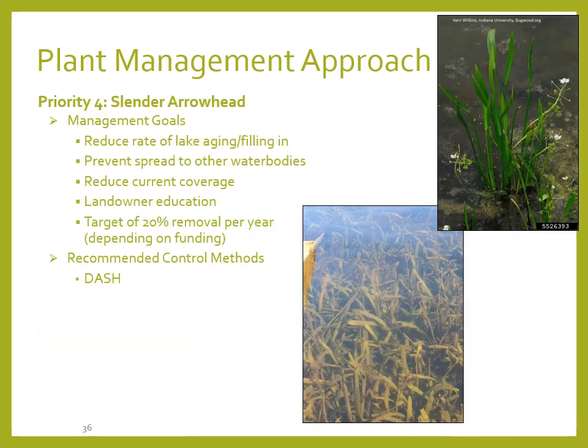The fourth priority plant management species is slender pondweed. The goals in managing slender pondweed are to reduce the rate of lake aging or filling in, prevent the spread of this species to other water bodies. As I mentioned, it's only found in five water bodies in the state of Washington. Also to reduce the current coverage within the lake, provide landowner education, and to target up to 20% removal per year, depending on funding. The recommended control approach for achieving this goal is through the use of diver-assisted suction harvesting, or DASH.